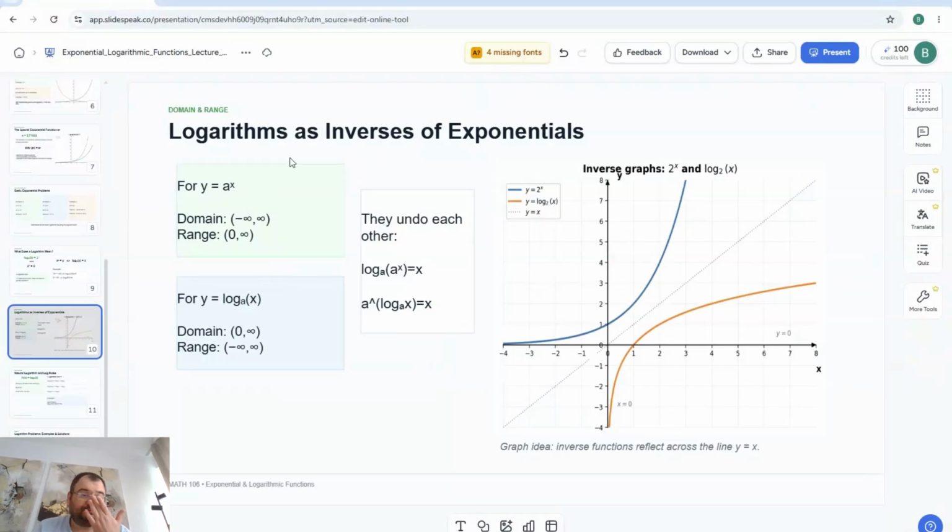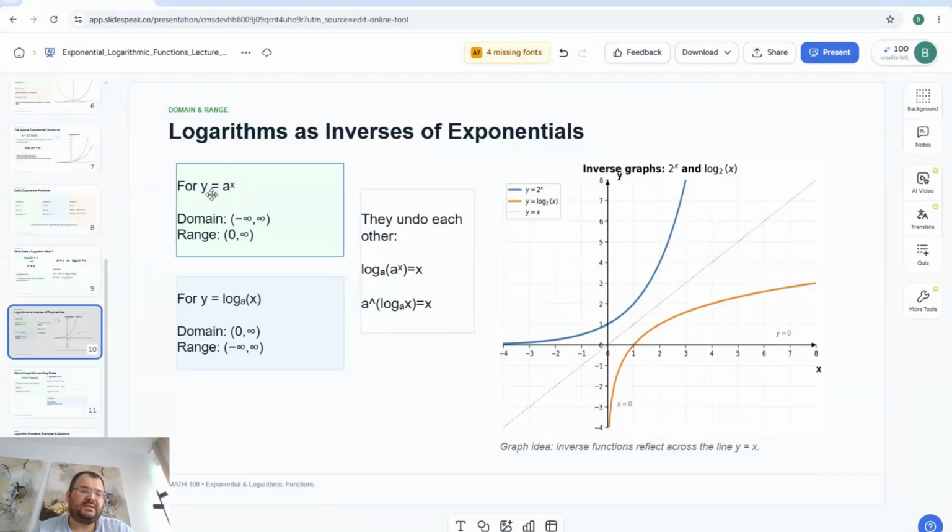So we have learned logarithms and we have also learned exponentials. Now there's a special relationship between those. They are the inverse of each other. You have y equals a to the x, which is the exponential function, and you have y equals logarithm base a of x, which is the logarithm function.